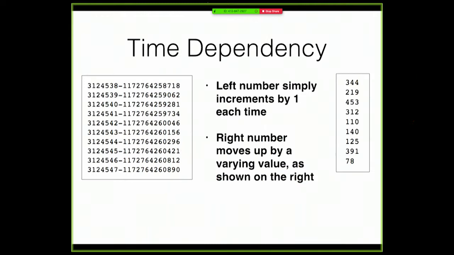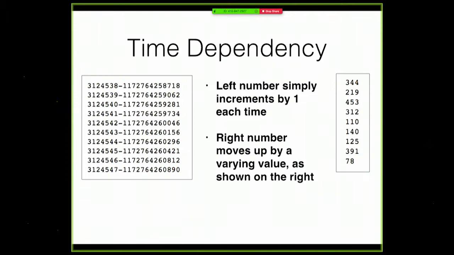Then there's time dependency. The left number just goes up by one every time, and the right number goes up by some funny amount each time. I get 87, 90, 92, 97. Turns out it's counting something like milliseconds. So all you have to do is do a few of them, then wait 10 minutes and do them again.